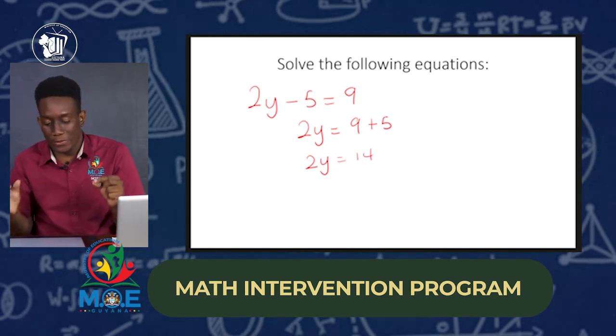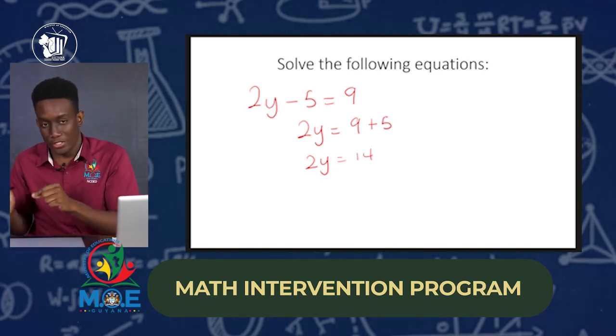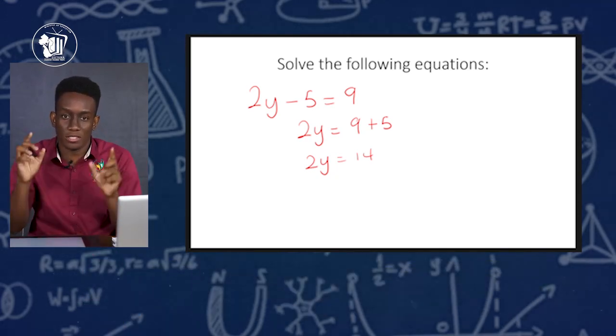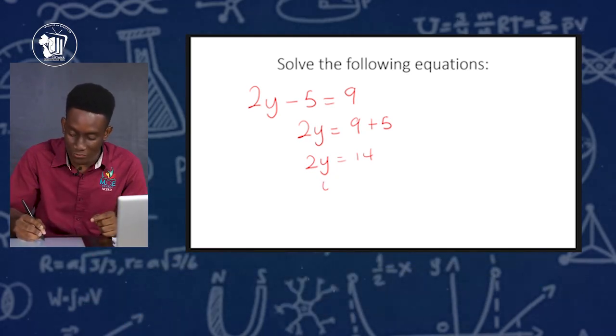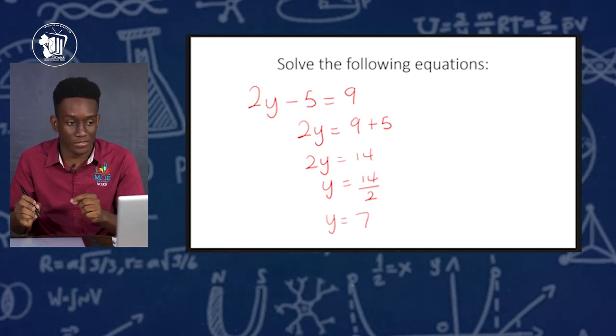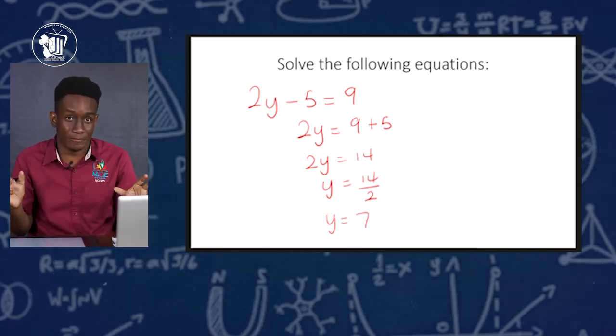And the last step, we have 2y is equal to 14. So the 2 is multiplying the y. So when we take over the 2, the opposite of multiplication is division. So we'll have y is equal to 14 divided by 2. Hence y would be equal to 14 divided by 2, which is 7. So the value of y is 7.